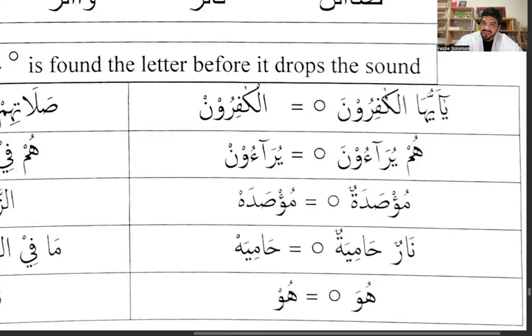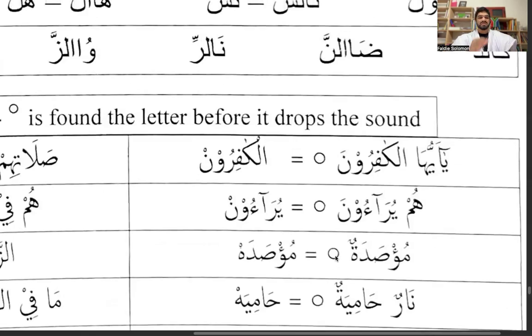So that's a kaf, kafiruna. But the rule says we don't pronounce the alif. We can say al-kaf. We can see the sukoon. Al-kafirun. Ya ayyuhal kafirun. Ya ayyuhal kafirun. Okay, the stop tells us that the sound will drop. So that's the rule. We'll just stop there for today.